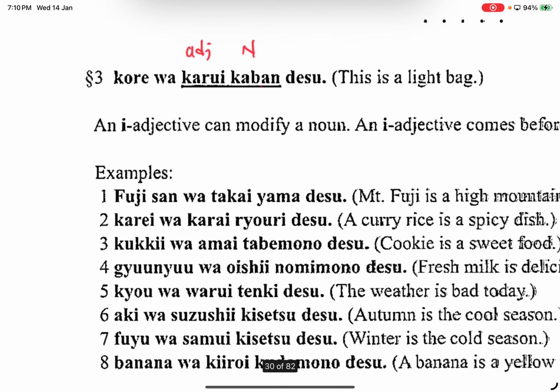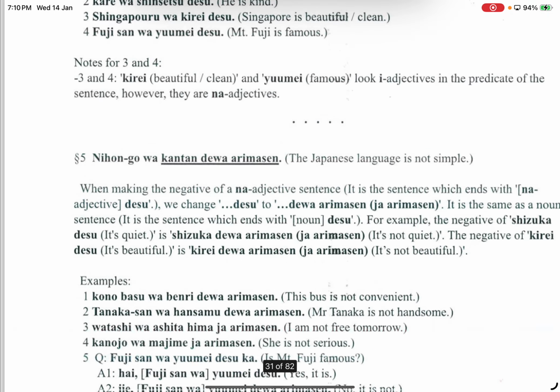Then we look at number 3. Now we use it in front of our noun. We say 軽いカバンです. We don't add anything. There's nothing special, nothing to be removed, nothing to be changed. Just put it there. 軽いカバン. No need to do anything special.